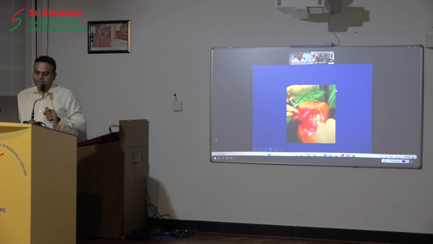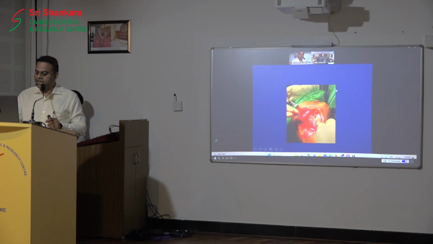The minute we see this marginal mandibular nerve, try to trace it anteriorly. Avoid any monopolar. Use cold dissection itself. So you can trace the nerve completely. You can see it completely going below the platysma. Then we can make sure that the nerve has been traced completely.